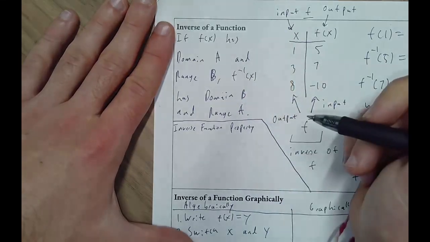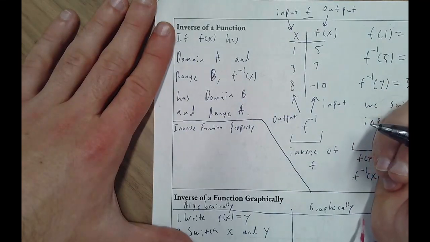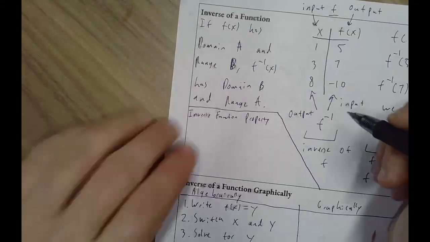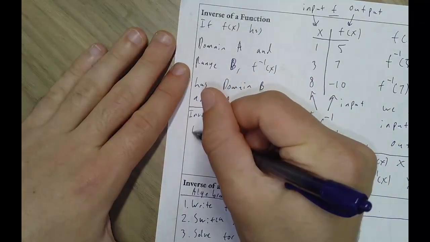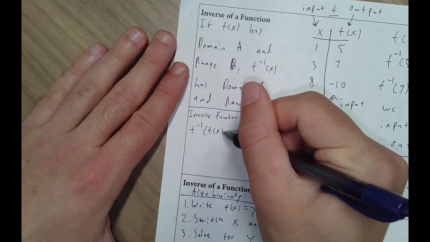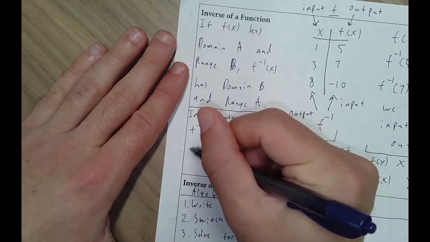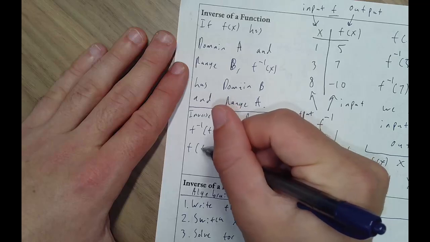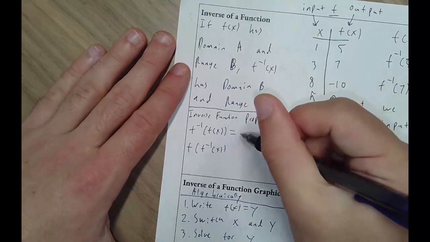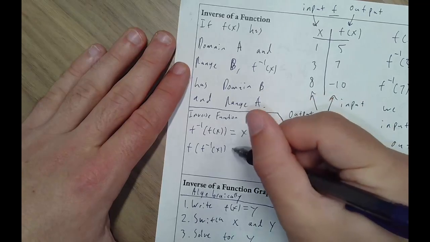And that says that if you compose them together, you remember function composition from right here? What happens if we compose them together? If we take the original function and plug it into the inverse, what happens? And likewise, if we take the inverse and plug it in for the original, what happens? Well, it turns out that this always ends up with x at the end.